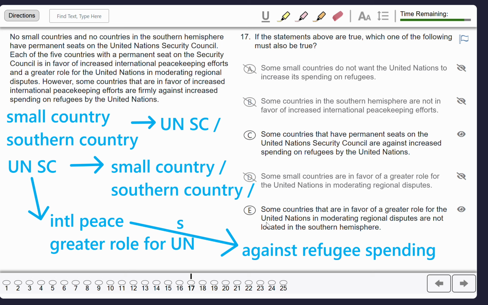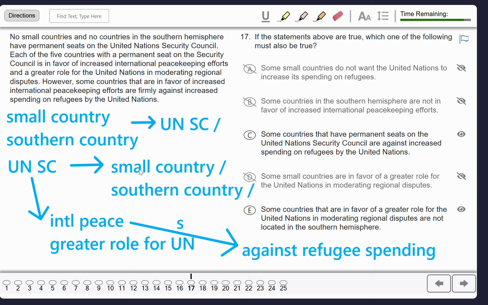Okay, let's look at E. Some countries that are in favor of a greater role for the UN in moderating regional disputes are not located in the Southern Hemisphere. I like E. Why do I like E? Well, I've connected it on my diagram here. Specifically, some countries are in favor of a greater role for the UN, okay? And if you are a permanent member of the UN Security Council, you are in favor of a greater role for the UN. What else can I say about you if you're a permanent member of the UN Security Council? I can say that you're not in the Southern Hemisphere, and that's this right here.